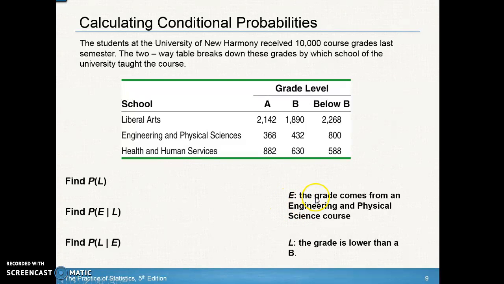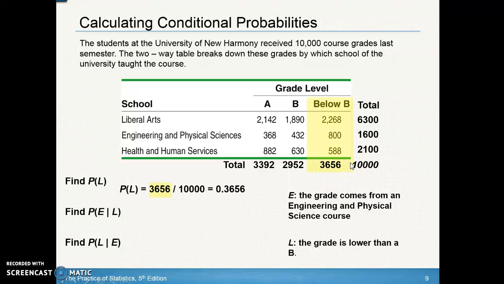E is that the grade comes from engineering and physical science. L is that the grade is lower than a B. So find the probability of L. That's basically the probability that the grade is lower than a B. Remember, before you do any of these questions, always find your totals. It's going to make your life so much easier. So the grade is lower than a B, that's right here, divided by your total of 10,000.